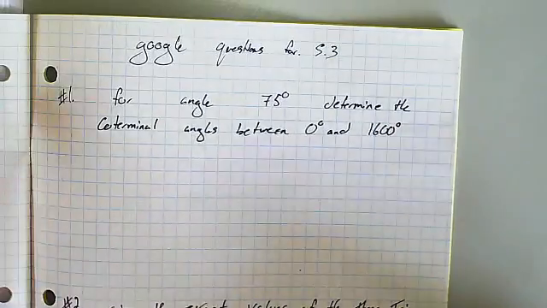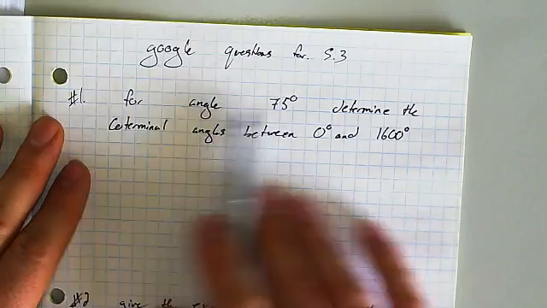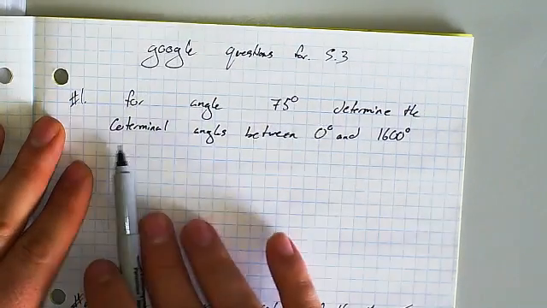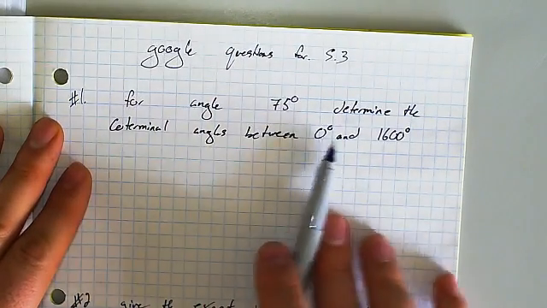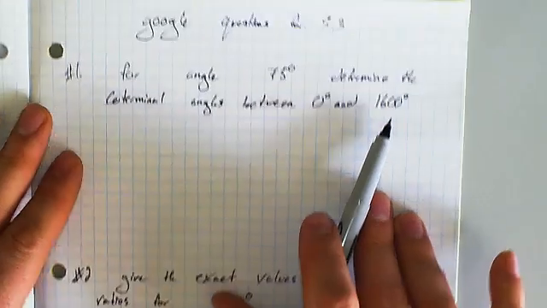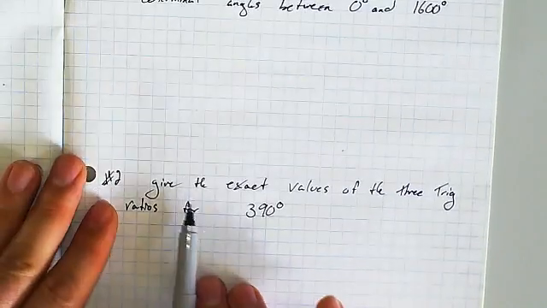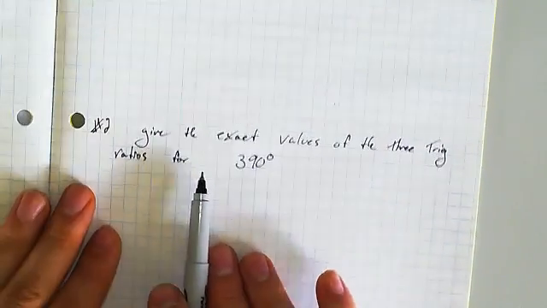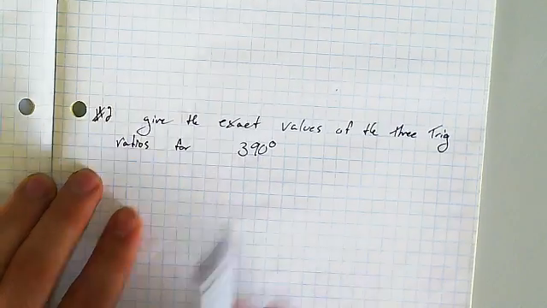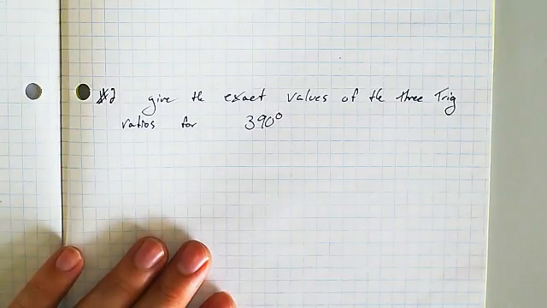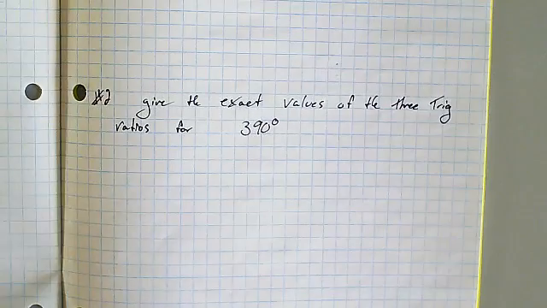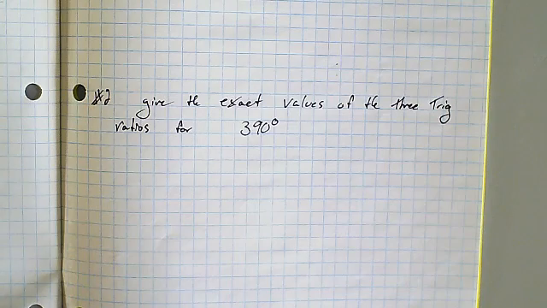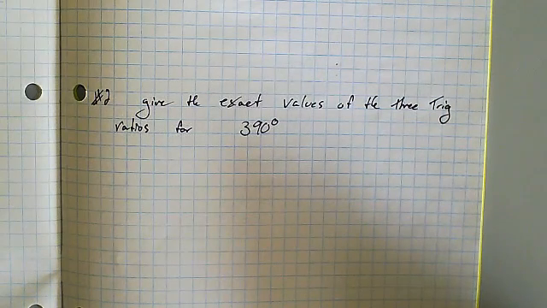And that's actually all there is for that. It's a lot of information. The nice thing is there is a lot more information on Google if you're still a bit confused. But the questions for this: I want you to find, for the angle 75 degrees, all the coterminal angles between 0 degrees and 1600. And I want you to give me the exact values of the 3 trig ratios for 390 degrees.